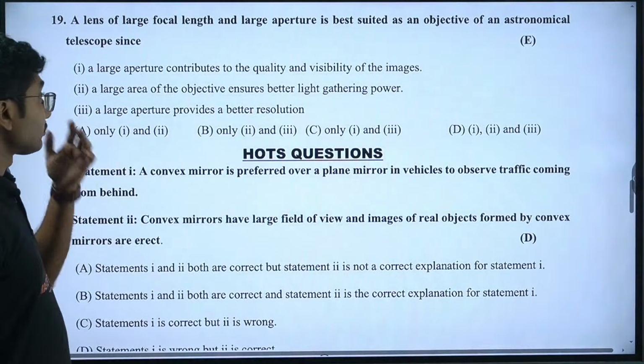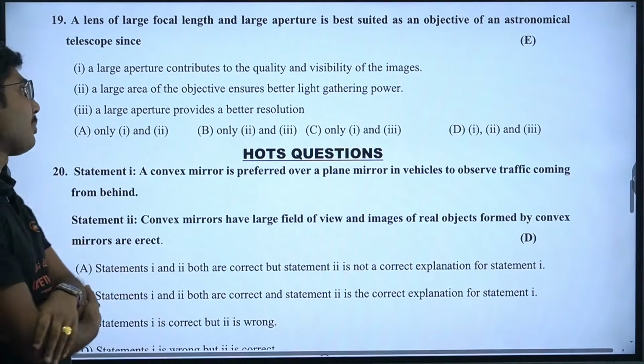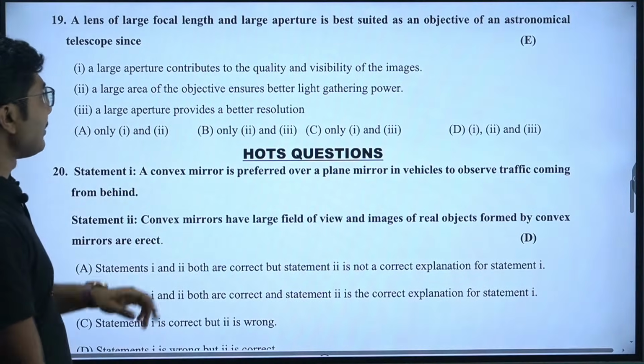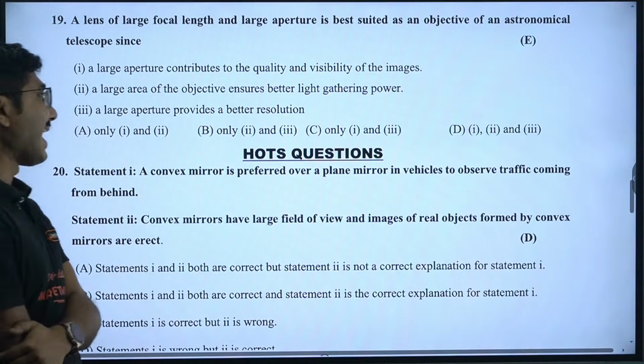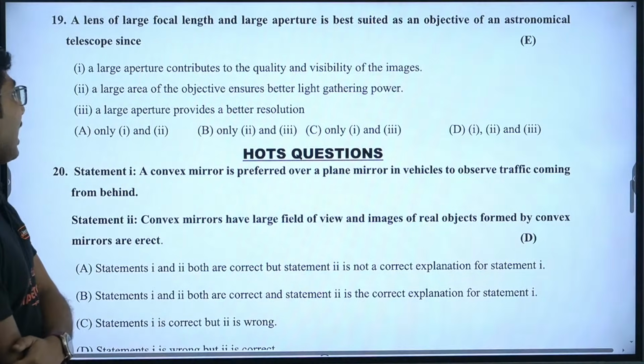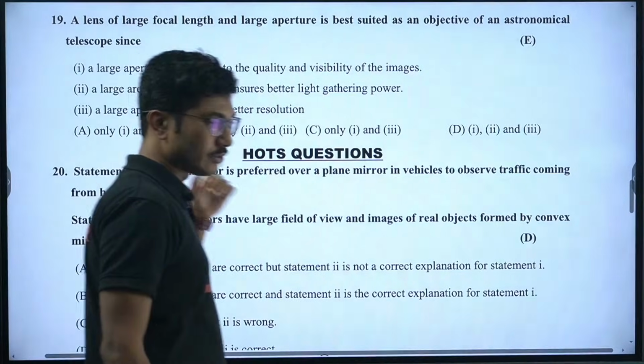Let's see. Even though resolution is not part of the syllabus, you should be able to answer. A large aperture contributes towards the quality and visibility of the image. A large area of the objective ensures a better light gathering power. This is about telescope.